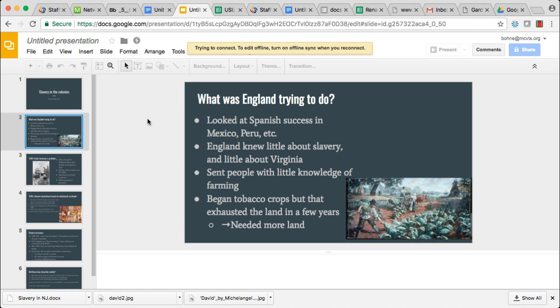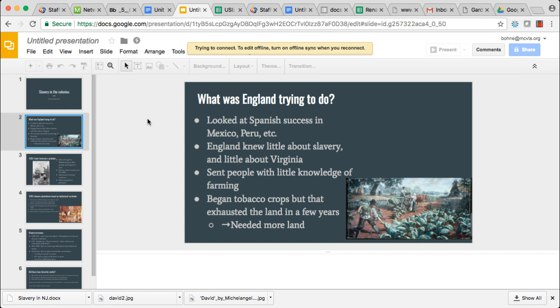But they didn't know much about Virginia. You'll read in several places the saying that the English knew less about Virginia than we know about Mars. And the English also assumed that Virginia had a climate sort of like the Mediterranean. And slavery in the old world did focus around the Mediterranean.